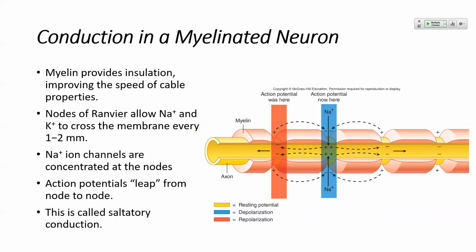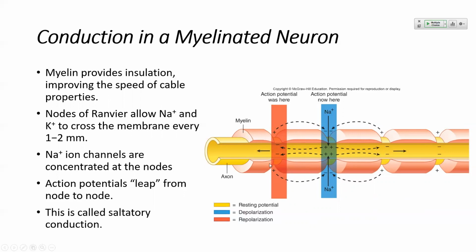And the way that myelin does this is that it insulates the neuron, and there are gaps or openings called nodes of Ranvier. So the nodes of Ranvier allow for sodium and potassium to move across the membrane, and they're located about every 1 to 2 millimeters down the length of the axon. So we've got myelin here, and then we've got this spot that's called the node of Ranvier. So this is a spot that has no myelin or myelination.